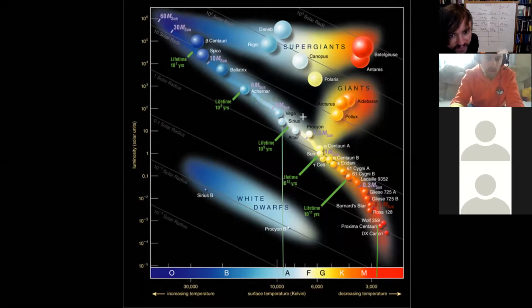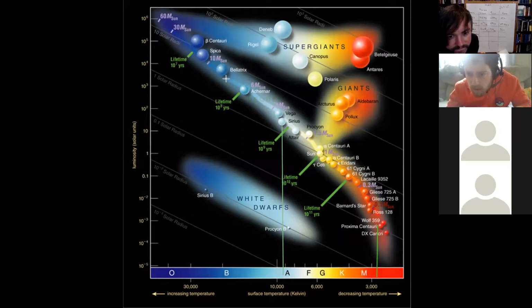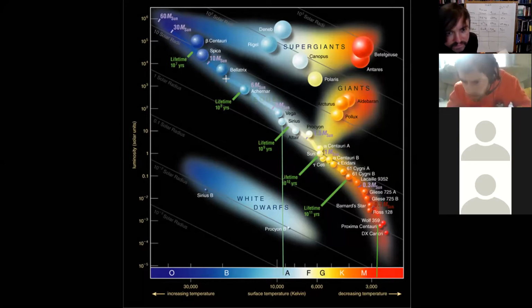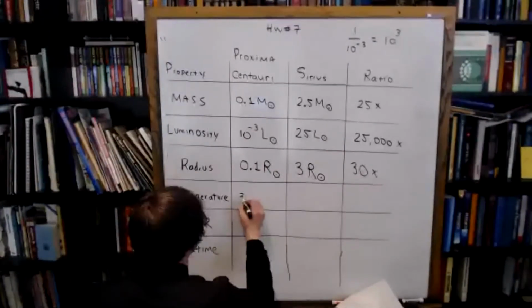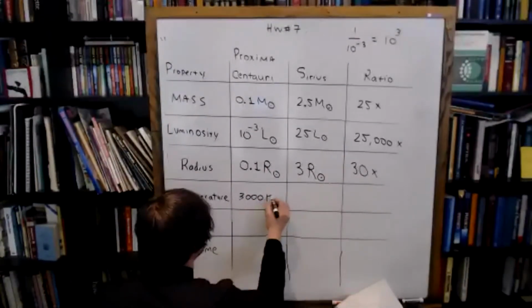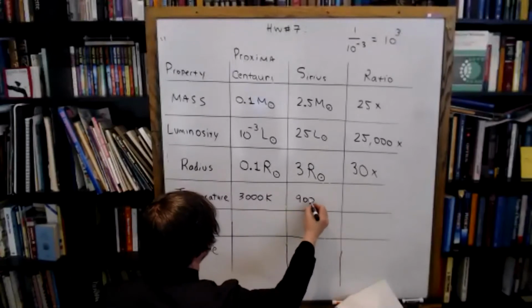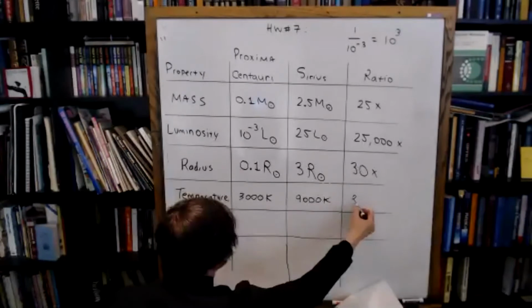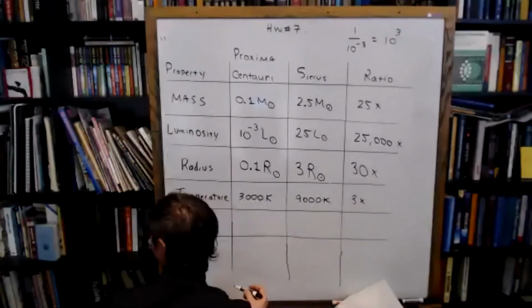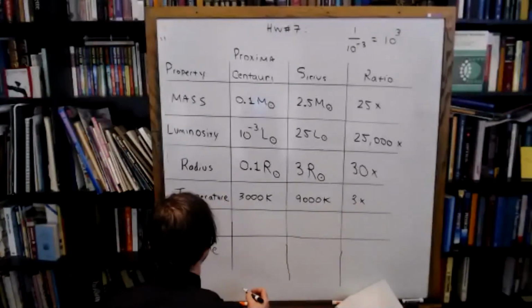How about for Sirius? Maybe 9,000 Kelvin or so? Yeah, probably around 9,000. So 3,000 Kelvin versus 9,000 Kelvin. What's our ratio? 3 times. Okay. That sounds like a good answer.